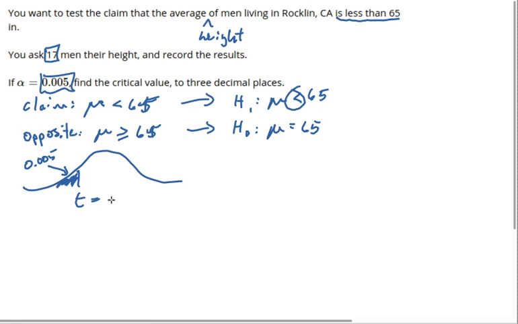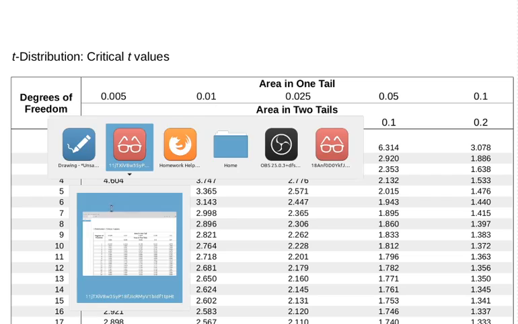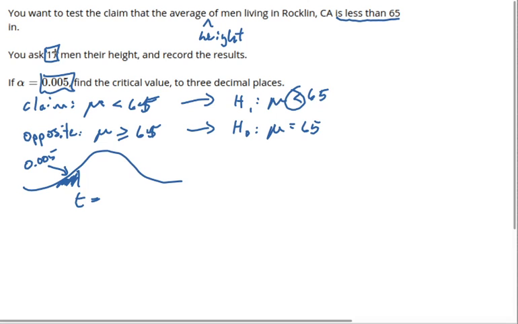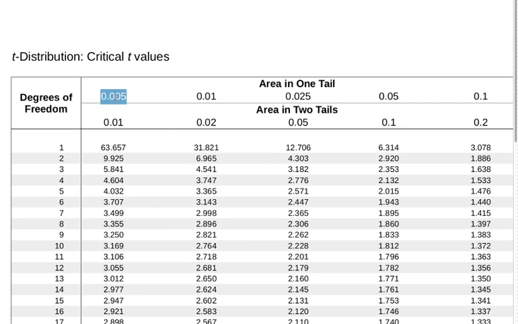So I'm going to do this two ways. I'll look up the critical value on our t distribution table, and I will also do the same thing using a spreadsheet. Knowing that this is a one-tail test, I can focus on the area in one tail. My significance level is 0.005 and my n was 17, so my degrees of freedom, which is n minus 1, is 17 minus 1, which is 16. So I'll find my critical value in the first column in the 16th row, and that'll be 2.921.